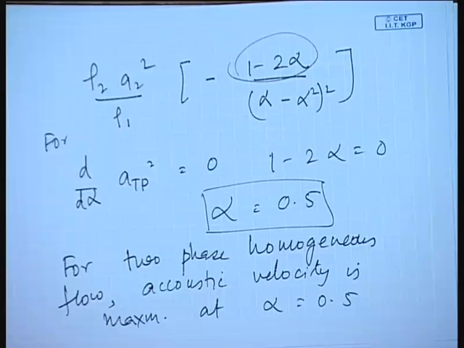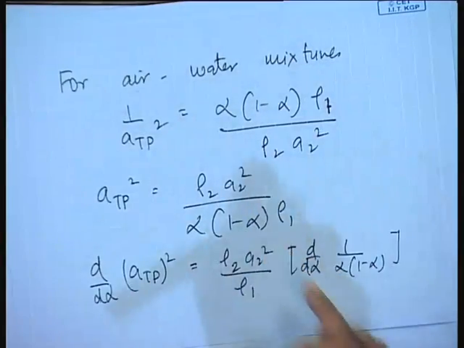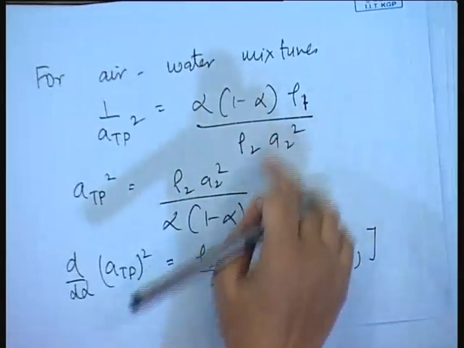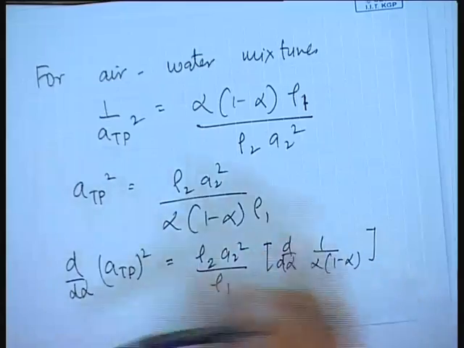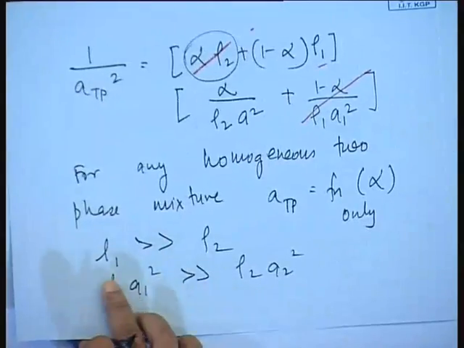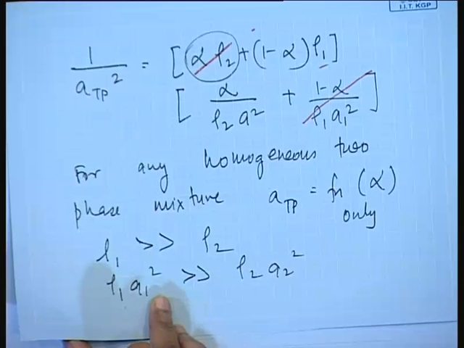So, therefore, acoustic velocity is not constant under these conditions, it is a variable and it is a function of alpha. Interestingly, we find that for 50% void fraction for air water system, remember we have made several approximations. Number one is air water system, or vapor liquid system, otherwise we cannot write rho 1 is much greater than rho 2, rho 1 A 1 square is much, much greater than rho 2 A 2 square. This was the first approximation we had made. If you remember, from this particular expression, we had reduced to this, and then finally, from this expression, we obtained this particular expression. So, first thing is rho 1 A 1 square is much, much greater than rho 2 A 2 square, rho 1 is much, much greater than rho 2. So, this is number 1, therefore, air water or vapor liquid.